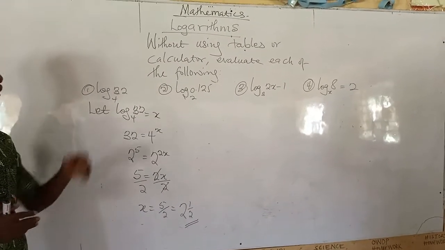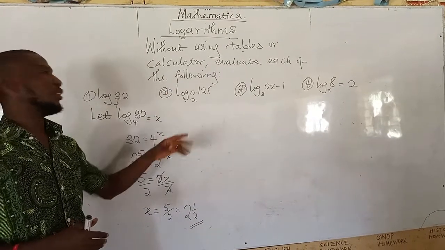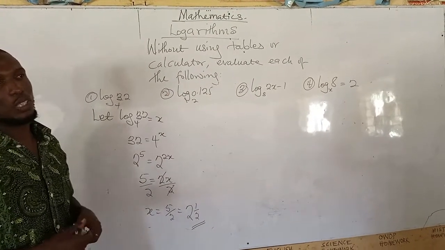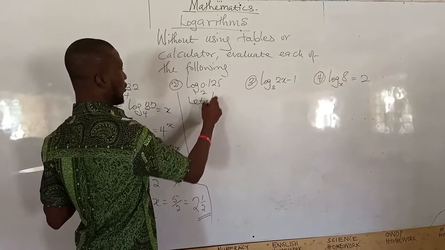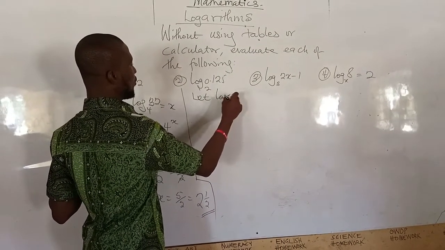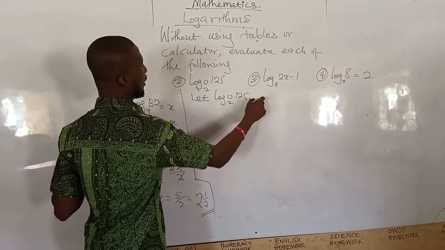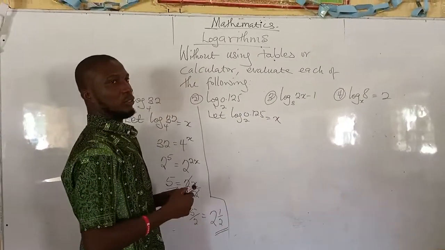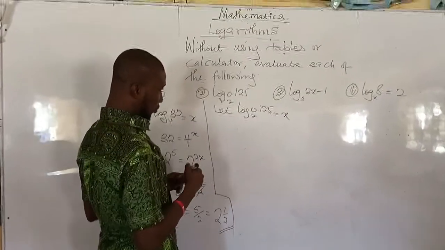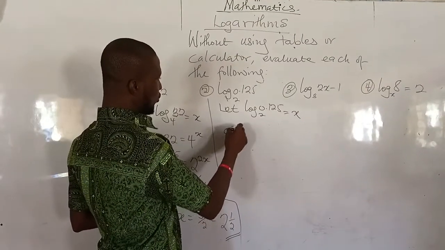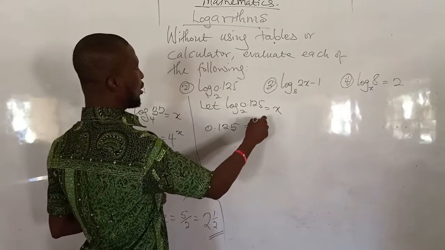We take the second one, log 0.125 base 2. The same thing, we will let log 0.125 base 2 be equal to x, or y. It can be any variable at all. That means that 0.125 will be equal to 2 exponent x.